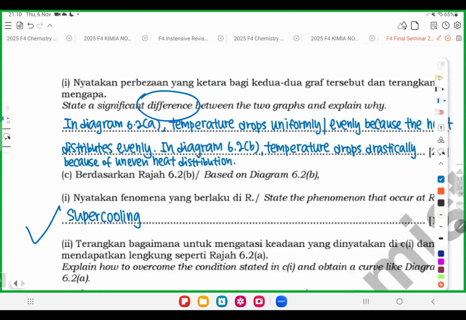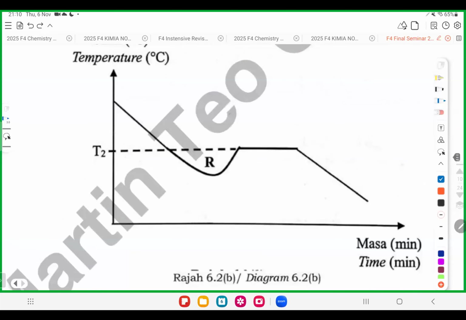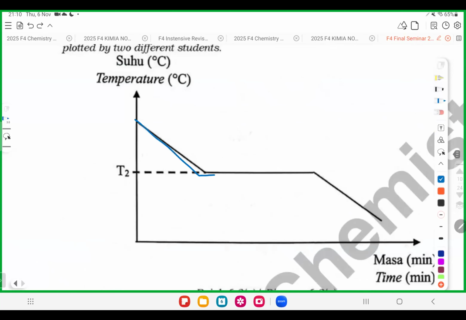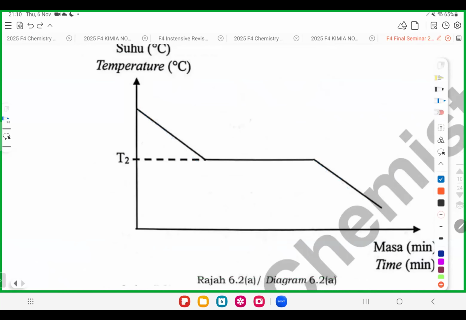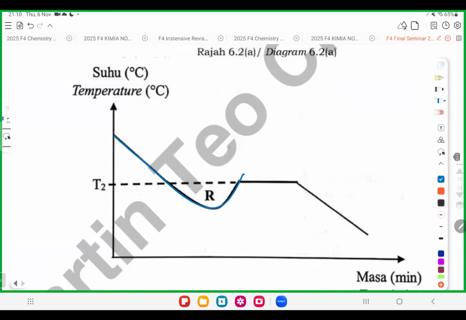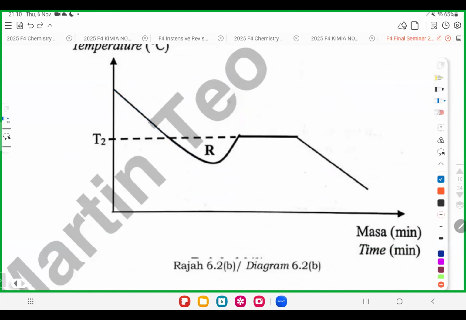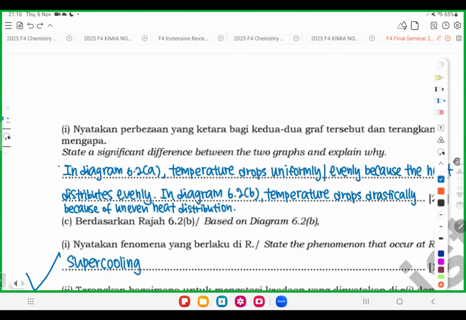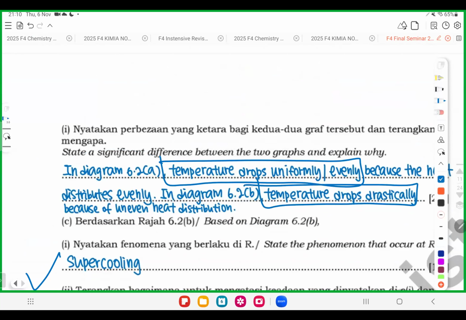So what is the difference between these two graphs? Very easy one. The first graph, temperature decrease slow and uniform. Second graph, the temperature decrease very fast. The temperature decrease drastically. So you can write, in the first diagram, temperature drop uniformly. In the second diagram, temperature drop drastically. Understand? So tell the difference of the graphs. One graph temperature go down slow and steady. Another graph temperature go down like roller coaster, very fast. Understand? Okay. Now they ask you to explain why.